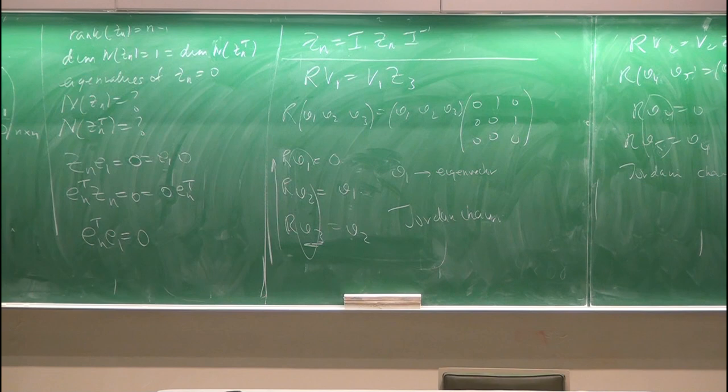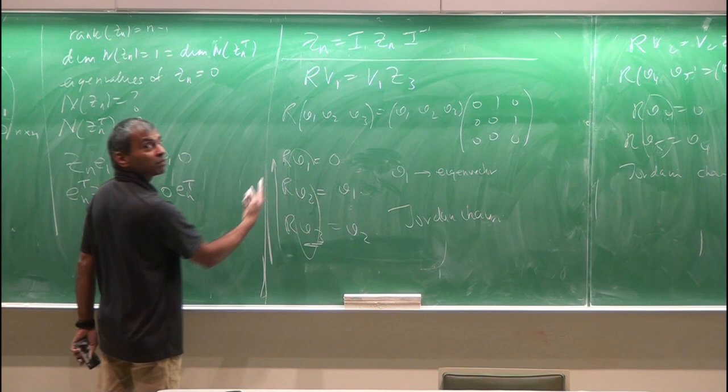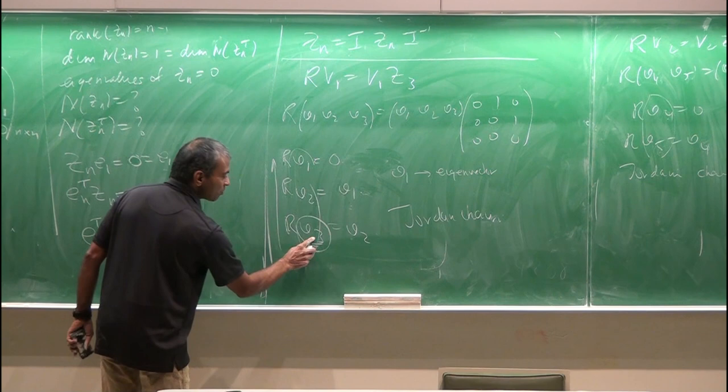So to find the right proof, we must find this part of the Jordan chain, the last guy in the Jordan chain, then work our way up. And the question is, what is unique about V3? What's so different about V3? How do I know I've got the right V3?